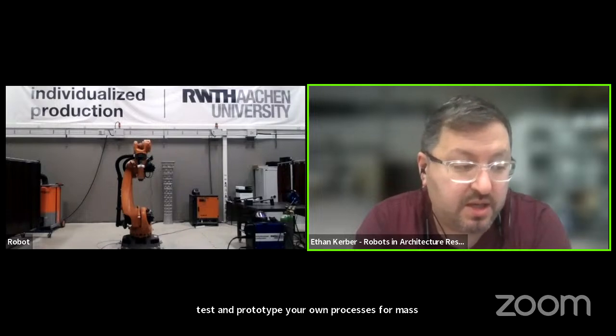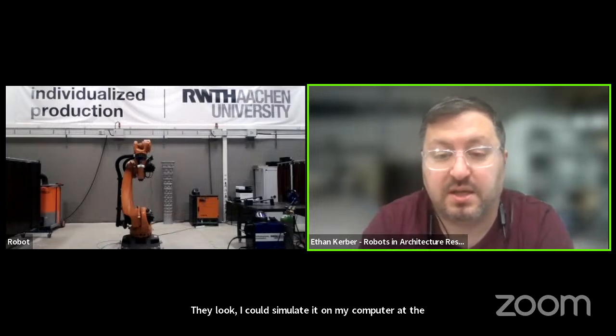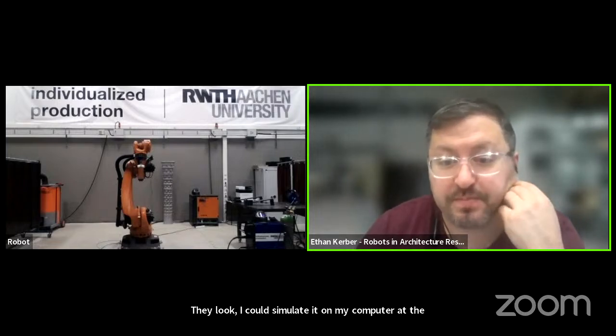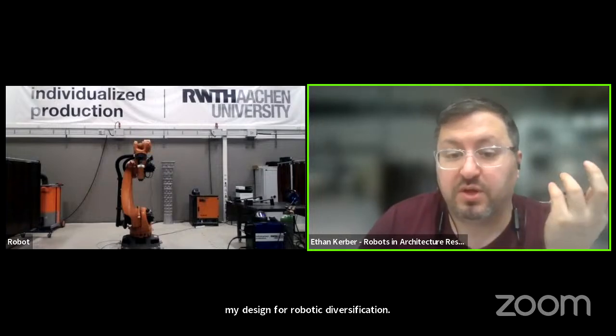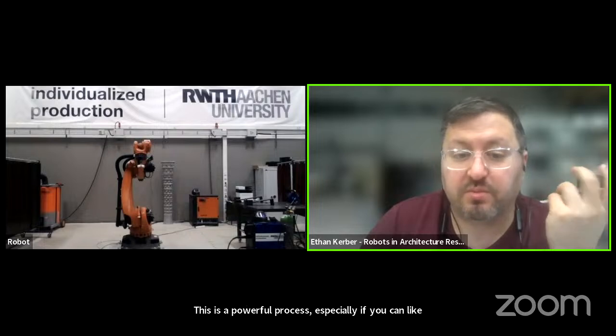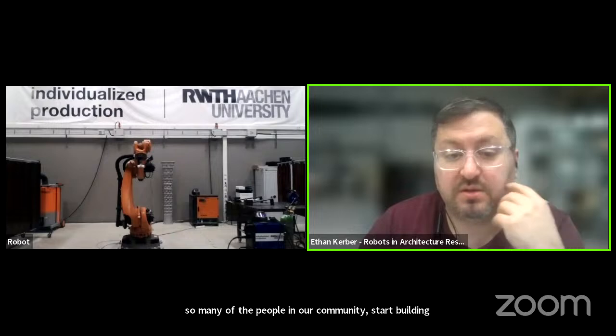And that's a real power, because if somebody says to you, well, we can't do that in our factory, you can say, look, I could simulate it on my computer at the earliest design stages. And I know that I've optimized my design for robotic fabrication. This is a powerful process, especially if you can, like so many of the people in our community, start building prototypes with that at an architectural scale or even at a larger scale.